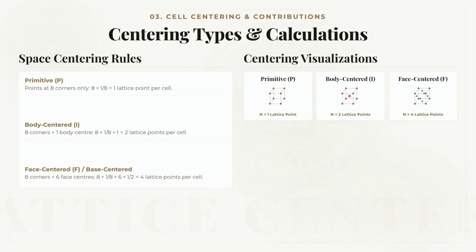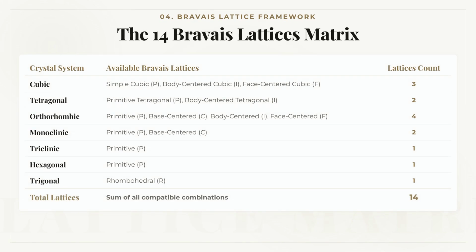Combining these centering arrangements with the 7 crystal systems gives a total of 14 Bravais lattices. The cubic system has 3 Bravais lattices: simple cubic, body-centered cubic, and face-centered cubic. The tetragonal system has 2: primitive tetragonal and body-centered tetragonal. The orthorhombic system has 4: primitive, base-centered, body-centered, and face-centered.